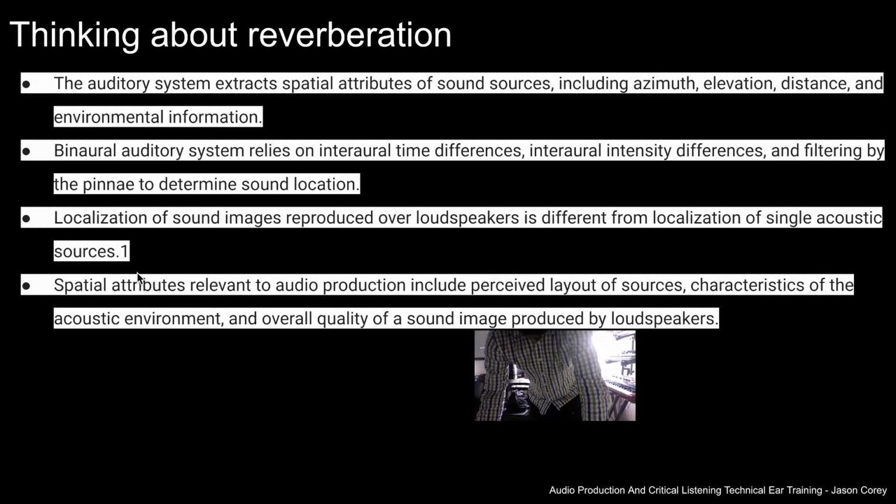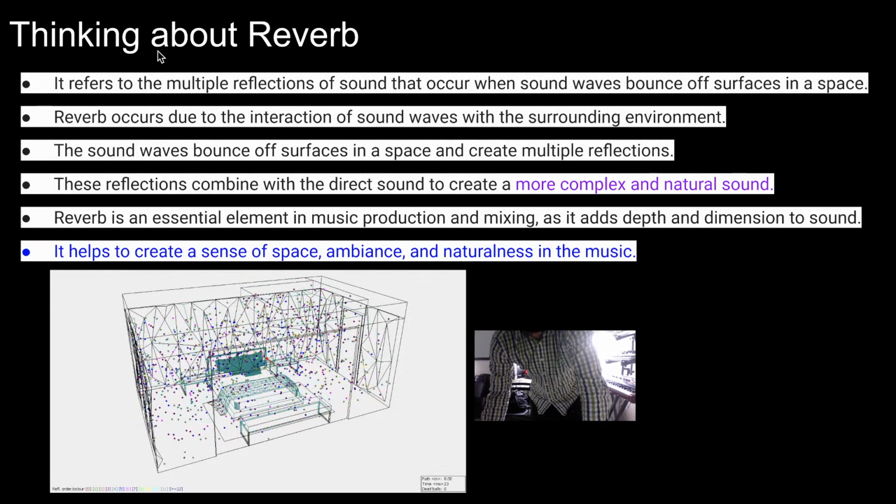So, spatial attributes relevant to audio production include the perceived layout of sources, the characteristics of the acoustic environment, and the overall quality of the sound image produced by loudspeakers. Basically, it's really important for us to understand where the sources we are listening to are located, what the characteristics of that acoustic environment are, and we need a good quality sound image produced by the speakers.